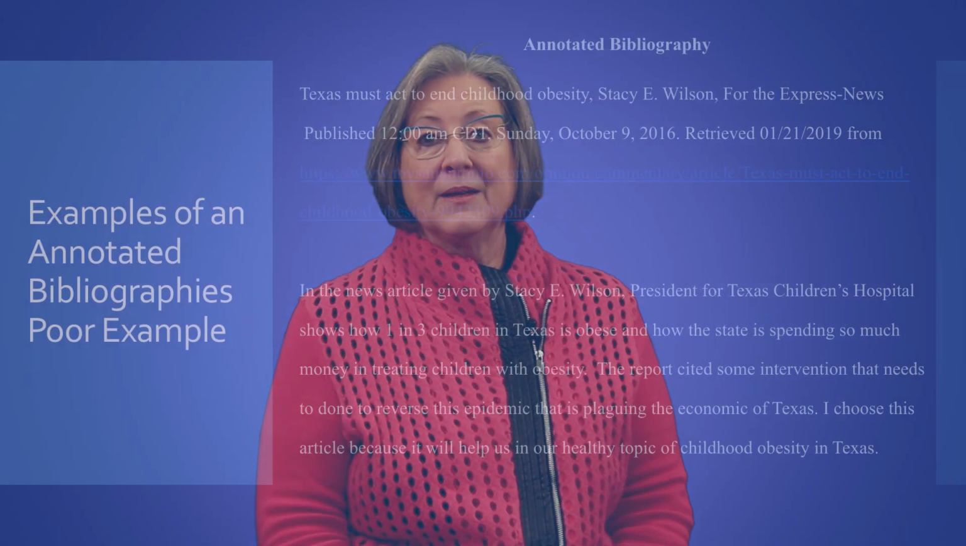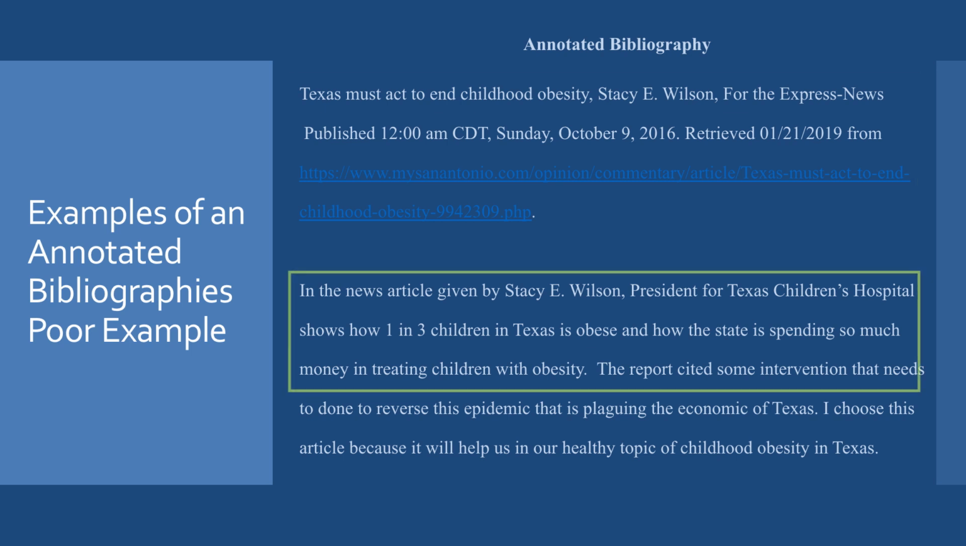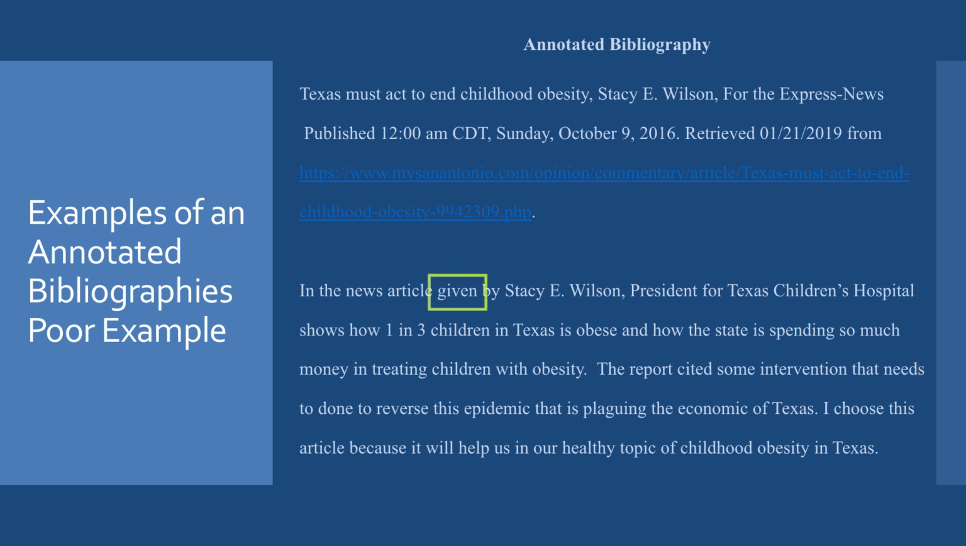And now let's look at an example of a poorly written annotated bibliography. In this example, we see that the citation is not in APA format. In addition, the first sentence has sentence structure errors along with grammatical and writing errors. The word given should be replaced with written or presented. And when expressing numbers in APA format, numbers under 10 should be spelled out.